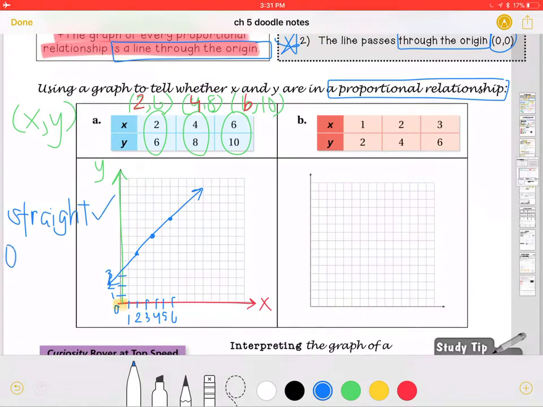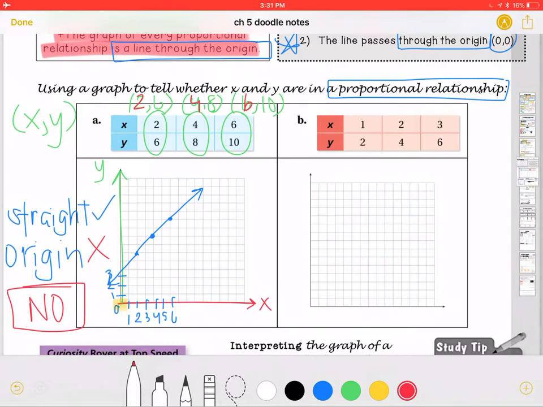But does it pass through the origin? That's our point (0, 0). Take a look at where (0, 0) is. Would our line cross over that? Remember I highlighted it down here in the corner? Does our graph go through that? No. So if it doesn't have both of these key traits, it has to be straight and go through the origin, then guess what? It is not proportional. So we would say no, because it does not pass through the origin.